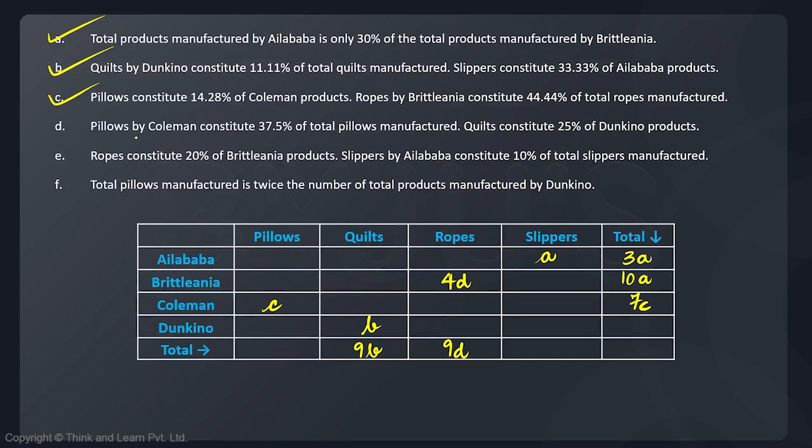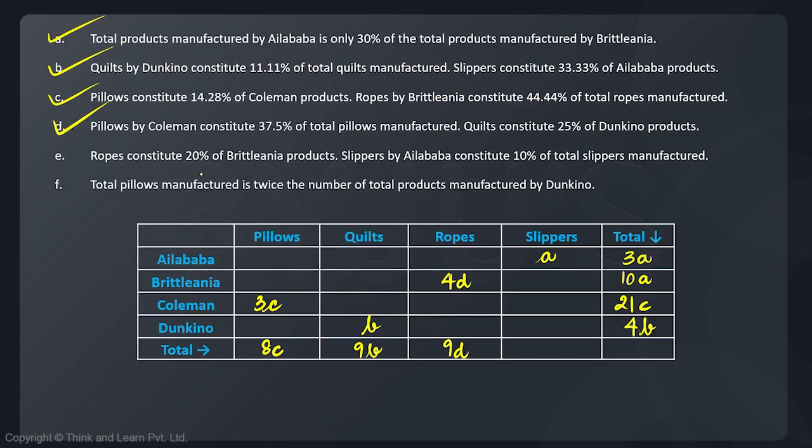Fourth statement says pillows by C. So P by C, this is C. This constitutes 37.5% of total pillows manufactured. So total pillows manufactured, if I take this as 8C, so this becomes 3C. The moment C becomes 3 times, the other C should also become 3 times, and it should become 21, 7 into 3. Quilts constitute, so Q constitutes 25% of D's products. So D's products is whatever it is, 25%, that is 1/4 of that is going to be quilts. So if quilts is B, this is going to be 4B. So done with the next statement as well.